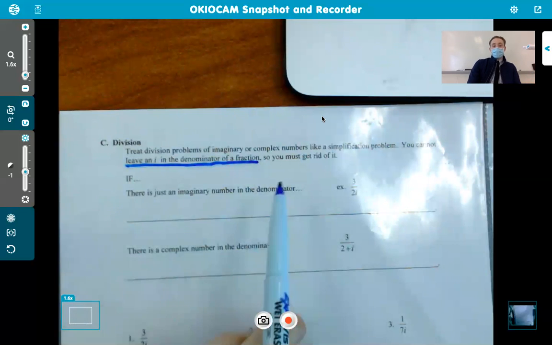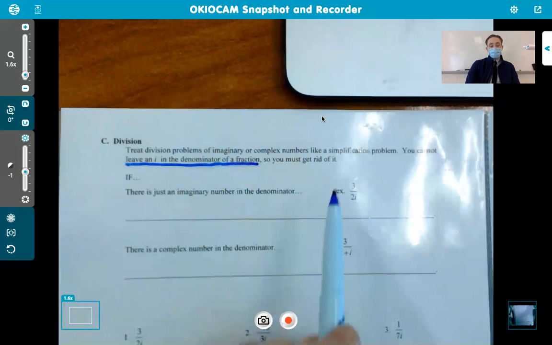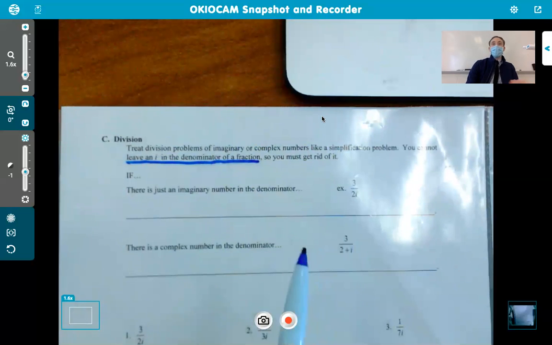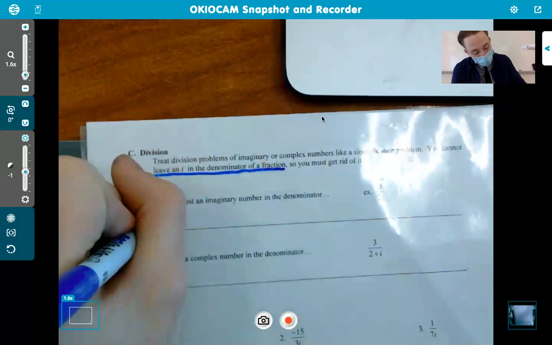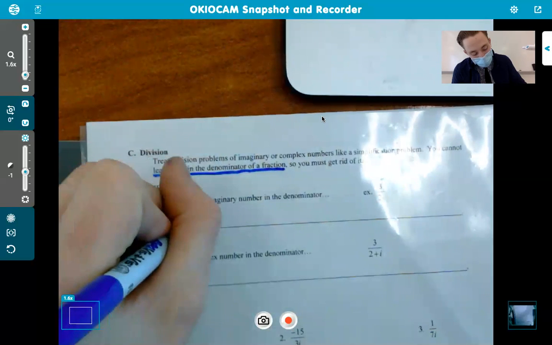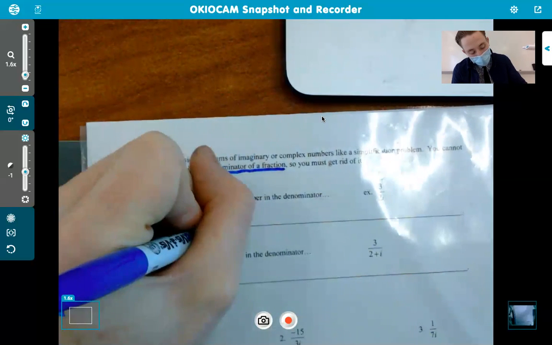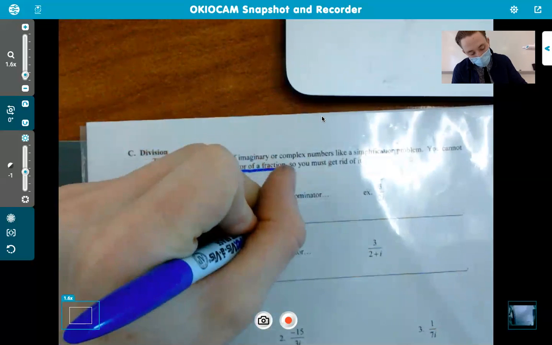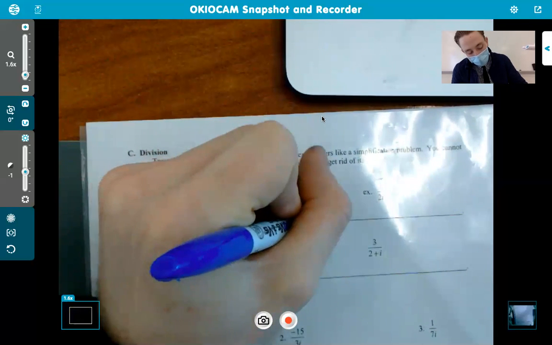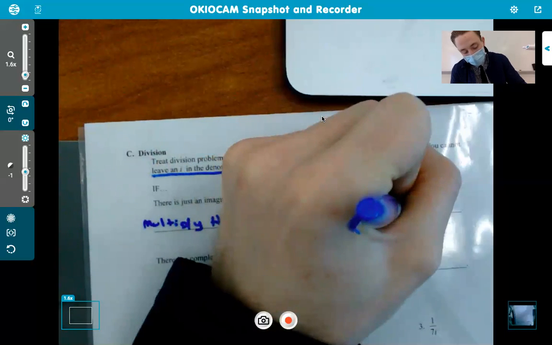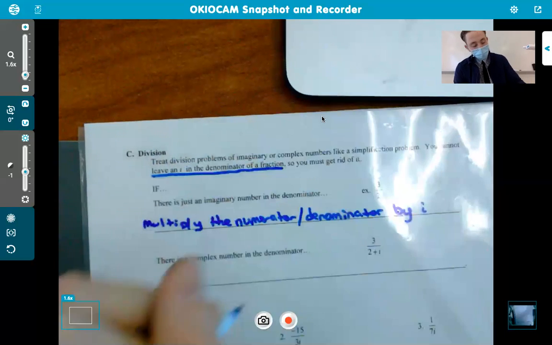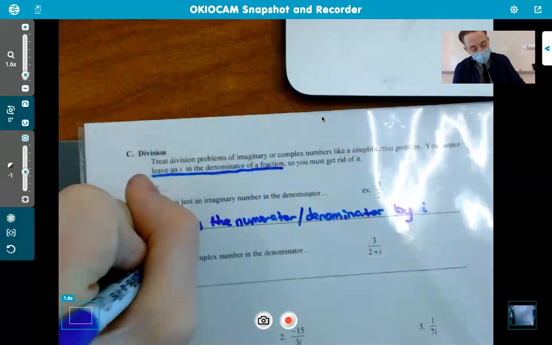If there is an imaginary number in my denominator, so you see here I have an example, 3 over 2i. 2i is an imaginary number. If it's just an imaginary number in my denominator, what I do to get rid of it is multiply the numerator and denominator by i, and then I simplify.